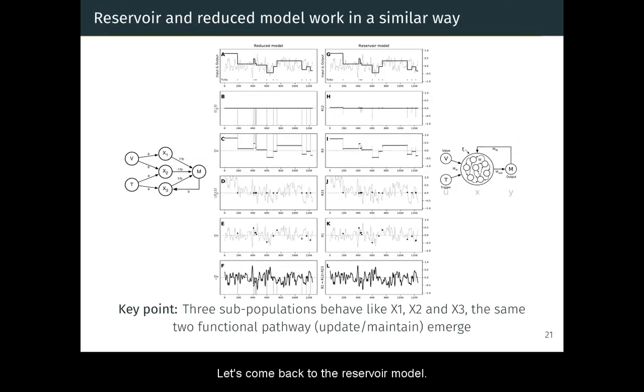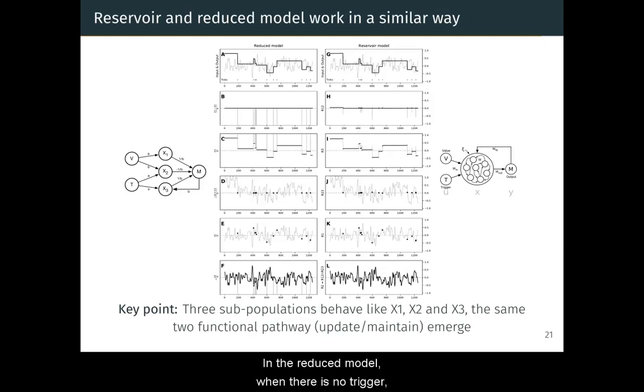Let's come back to the reservoir model. We used the reduced model to explain what the reservoir model was doing. But how? In fact, in the reservoir model, we can identify a subpopulation of neurons whose total contribution to the output behaves like X1, X2, or X3. In this plot, I show how we found such populations. The key is that, both when there is a trigger and when there is no trigger, we can find in the reduced model a subpopulation of neurons with a null contribution to the output.